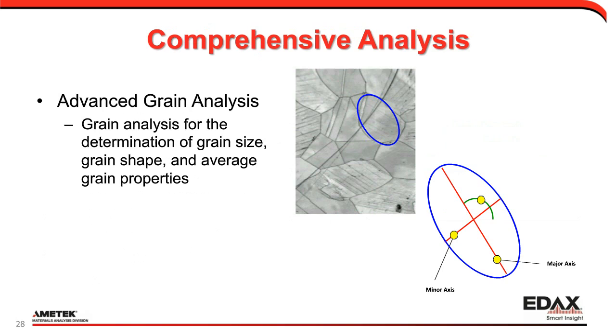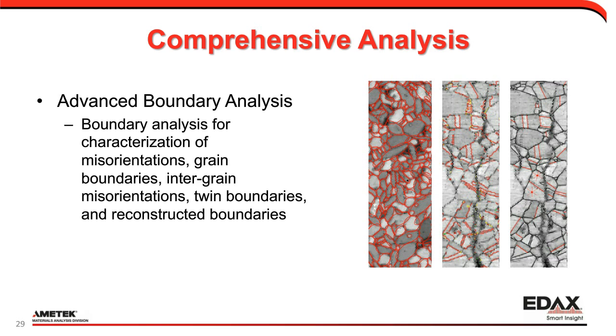The other thing we've tried to do is take different sets of analysis and group them together into different packages. So one is advanced grain analysis. This is where we can look at the grain size, grain shape, grain properties, ellipticity, circularity, different metrics of what the grain looks like. Advanced boundary analysis. This is where we take out different types of boundaries to look at misorientations, grain boundaries, intergrain misorientations, twin boundaries, phase boundaries, reconstructed boundaries, and reconstructed twins.